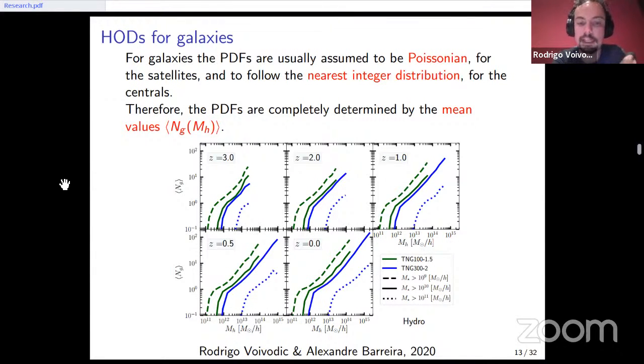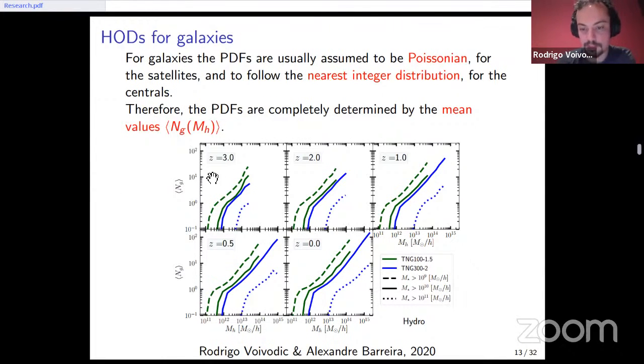Sometimes I will say just HODs, but I want to say mean HODs, the mean of the HODs, okay? But here we have measurements from IllustrisTNG, both for IllustrisTNG 300 and IllustrisTNG 100. The different colors are the different simulations. The different panels are different redshifts. And the different line styles are different cuts in the stellar mass of the galaxies.